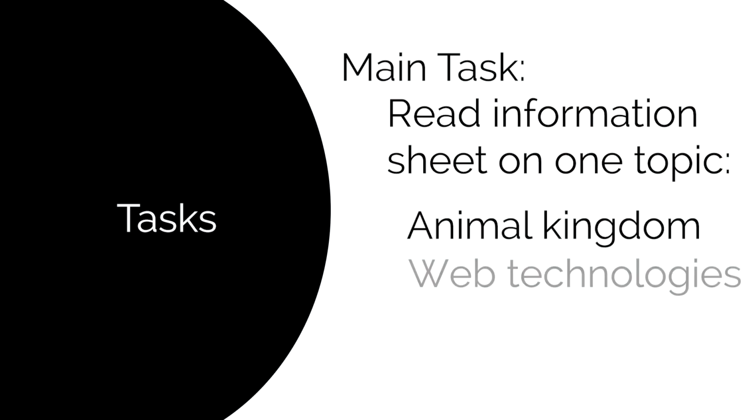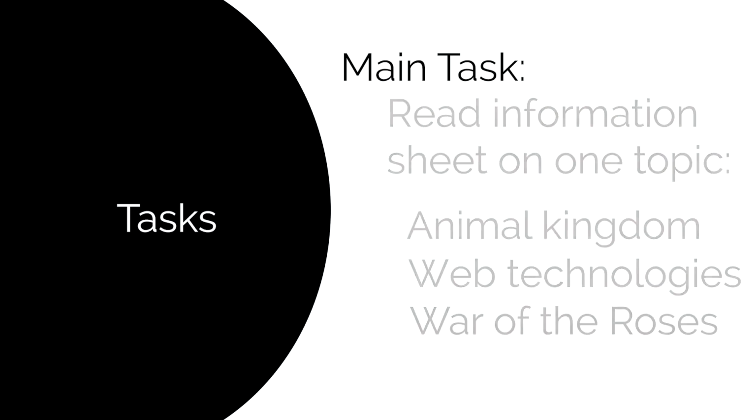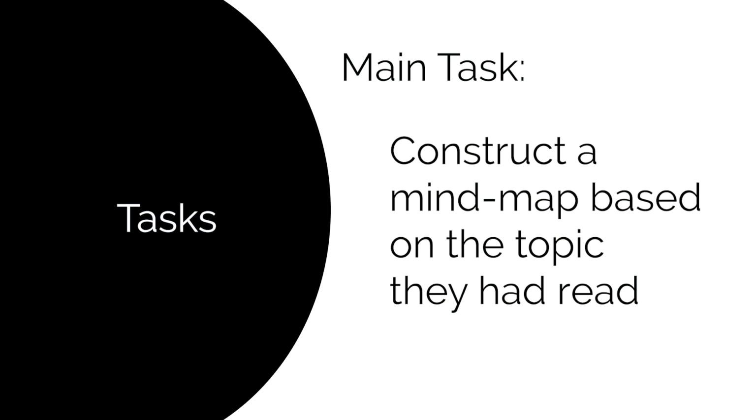The main task was preceded by the participant being provided with a topic information sheet: Animal Kingdom, Web Technologies, or War of the Roses. For the main task, the participants were asked to construct a mind map representing the information from the topic information sheet.